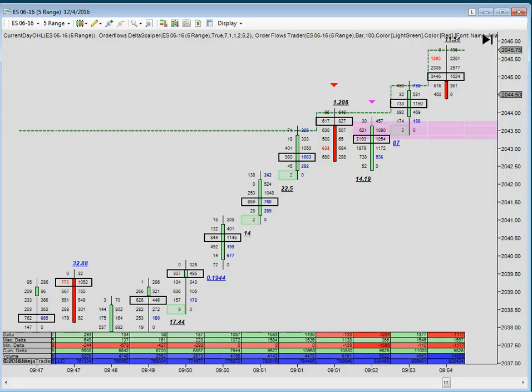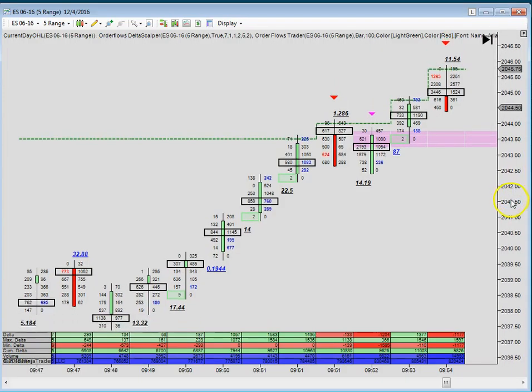Okay, what I want to talk about today is divergences. And what's a divergence? A divergence is when you have a new or equal high and negative delta, or a new or equal low and positive delta. You have the indicator, which is delta, going in the opposite direction of price. That's what's giving you the divergence.